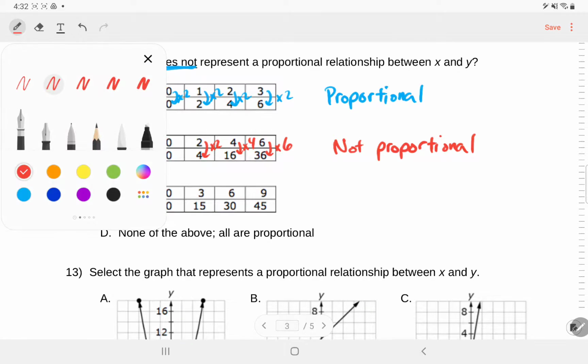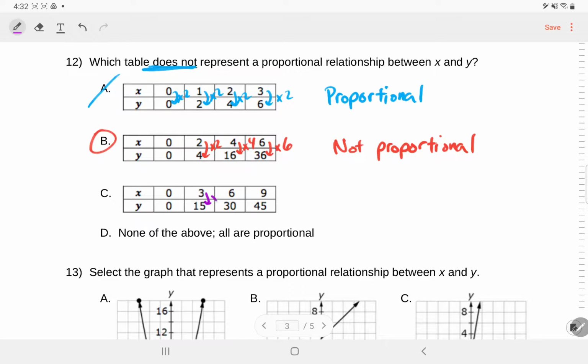Now we're going to check the last one. And we can see that 3 times 5 is 15, 6 times 5 is 30, and 9 times 5 is 45. So this is proportional. And remember, the problem's asking us which one is not proportional. So it's not that answer. So our answer is B for number 12.